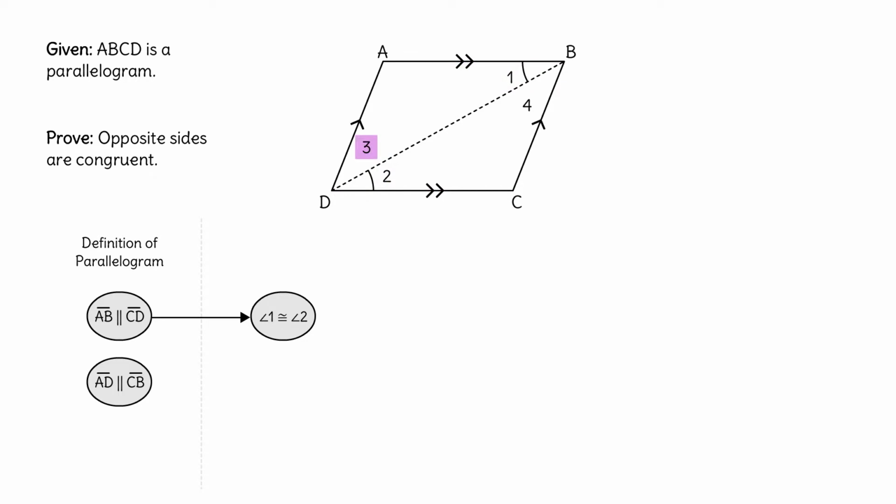How about 3 and 4? Same thing. Those are alternate interior angles, and these lines are parallel. So 3 is congruent to 4 by the alternate interior angle theorem. Now, step back and look at the two triangles. Can you prove them congruent?